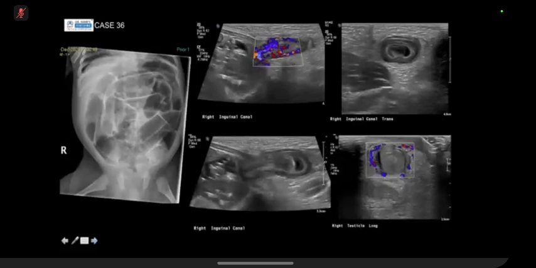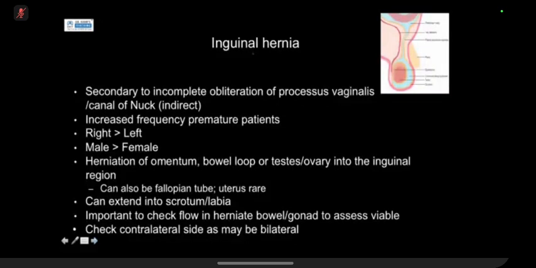Inguinal hernias in pediatric patients are normally indirect hernias, and they're because of incomplete obliteration of the processus vaginalis, aka the canal of Nuck in female patients. As expected, they're more frequent in premature patients because that obliteration hasn't occurred, and they're more common on the right than the left. I'm not sure why, and we see them more commonly in males than females.